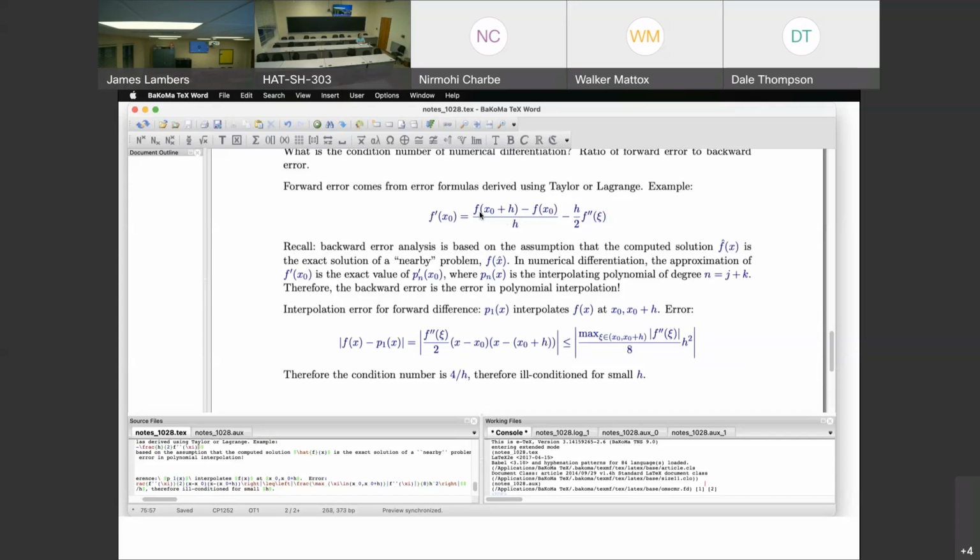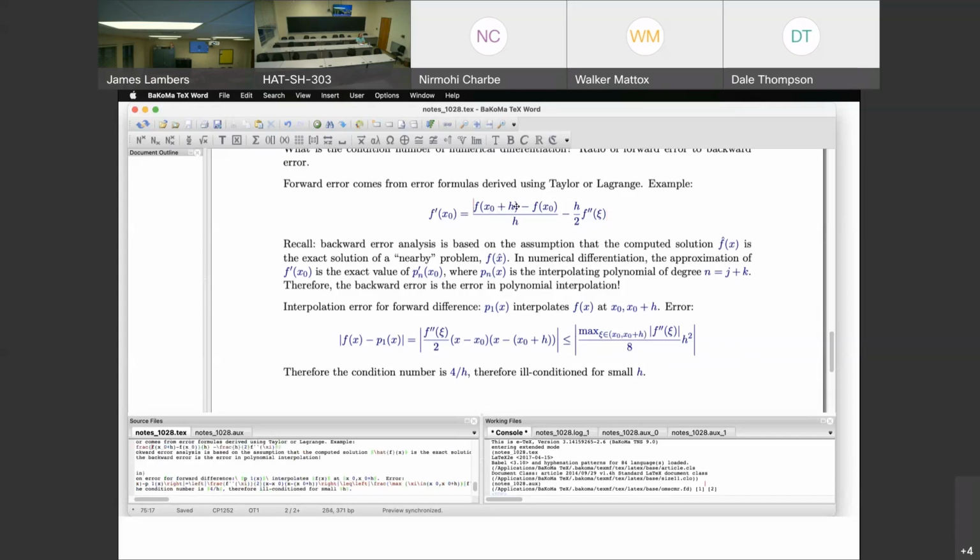And if you could trust, for whatever reason, these values, f of x naught plus h and f of x naught, to be quite accurate, then your derivatives will be accurate as h goes to 0. But can you really count on that? Even if these values individually are exact or very close to exact, you're still subtracting them. You're still incurring cancellation error.